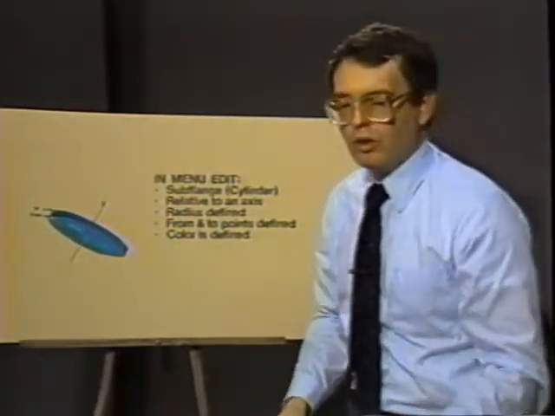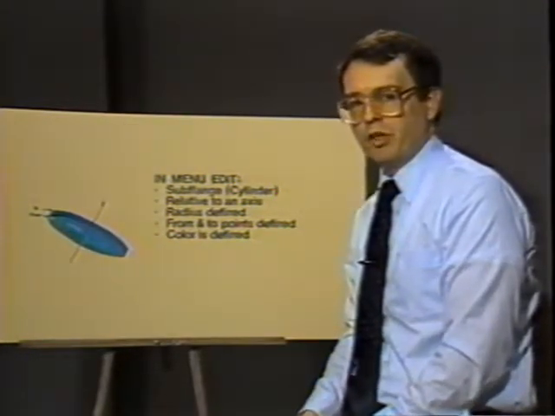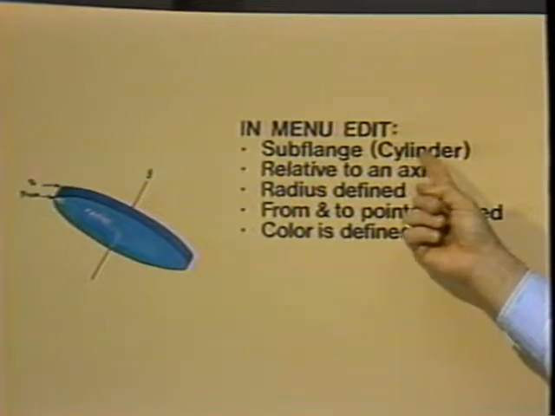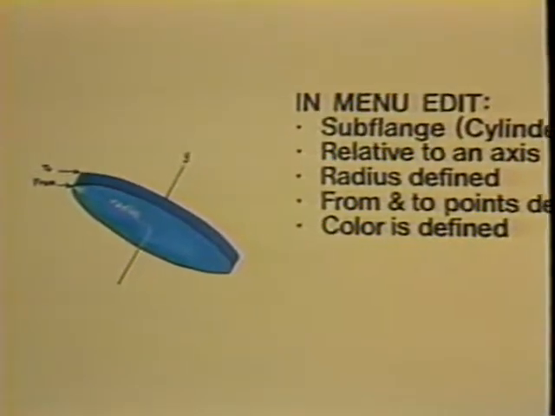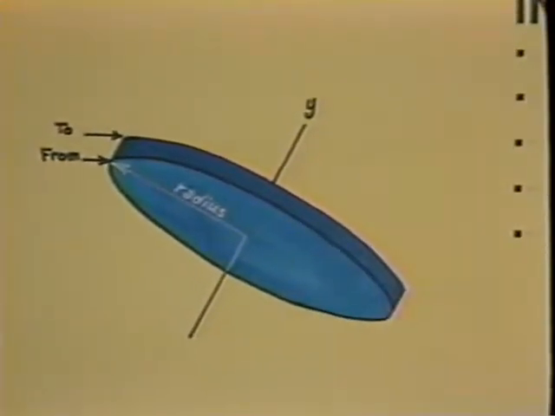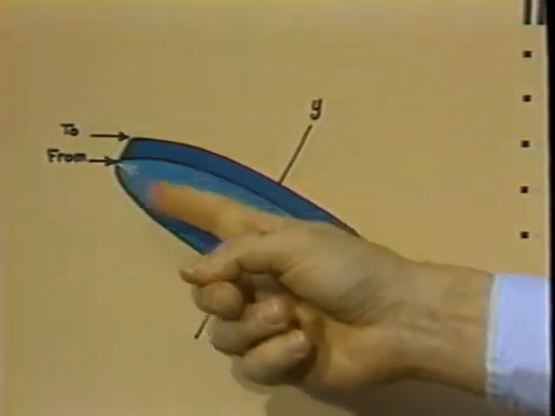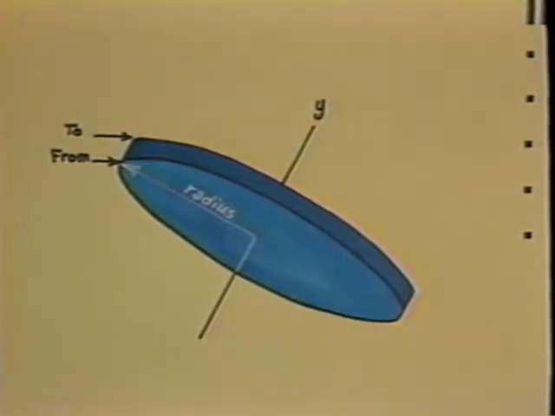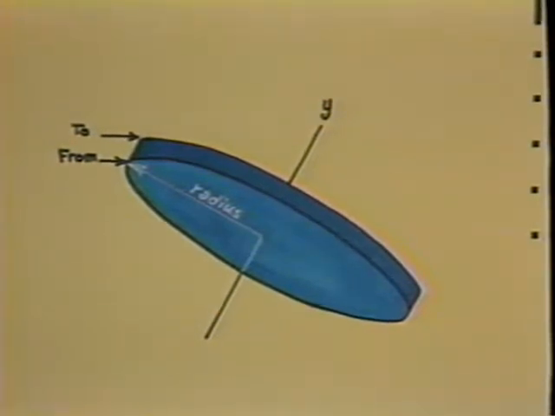To begin with, we'll construct the first object using a volume primitive, the element cylinder. We have to define a number of parameters to make the cylinder a reality. We have to first define a y-axis. Actually, any coordinate axis will do. We have to define a radius for the cylinder, and we have to define a from and a to point so that the cylinder will know where it begins and ends. Then, if we like, we can define a color, in this case, blue.